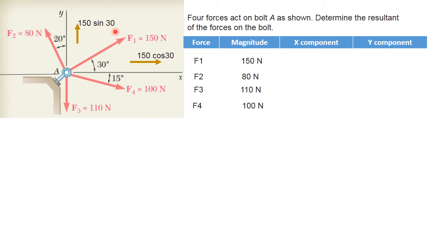If I find the values, I get 129.9 as the cos component, that is the x component, and plus 75 as the y component. Why is this plus? Because this is directed towards the right, the positive direction, and this is directed up, also the positive direction. Next move to the 80 Newton.